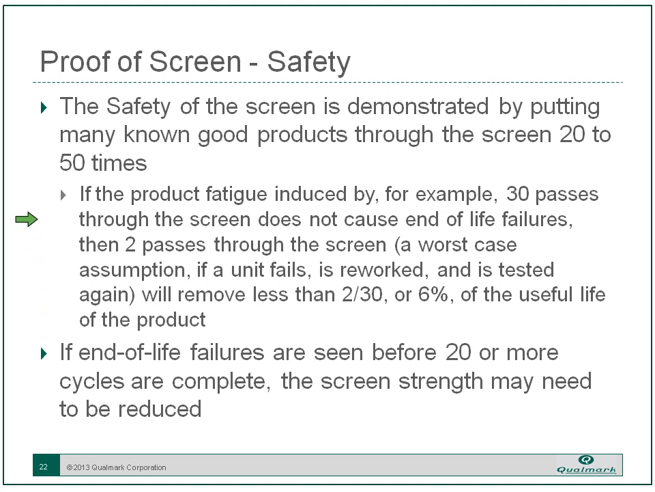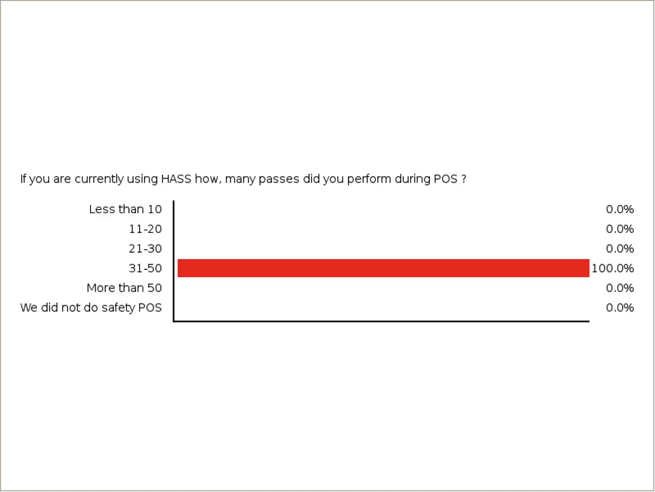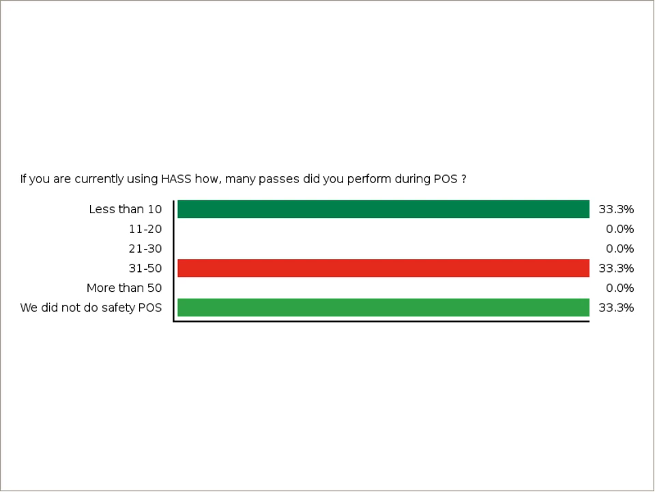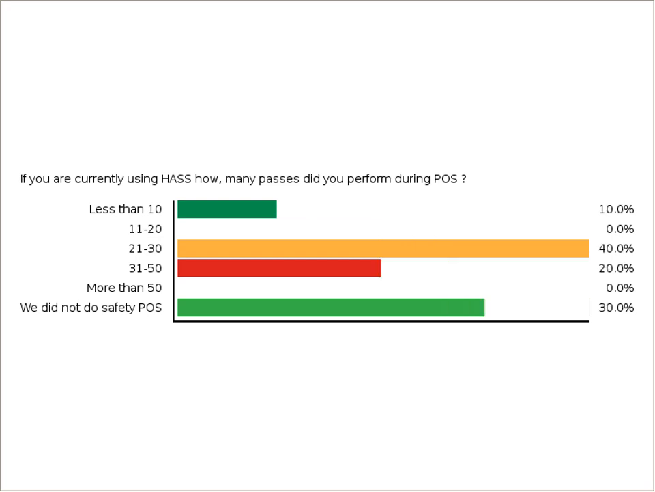So, now that I've described that, I have another question for you folks, and that is, if indeed you're currently using HASS, how many passes did you use when you performed your proof of screen? If you did a safety portion, in the old days, probably 6 to 10 years ago, we used to say 10 passes through the screen is fine. And if you don't see any failures, make the worst-case assumption that the next pass would have failed, then 1 time through takes less than 1/10, I can tolerate that.